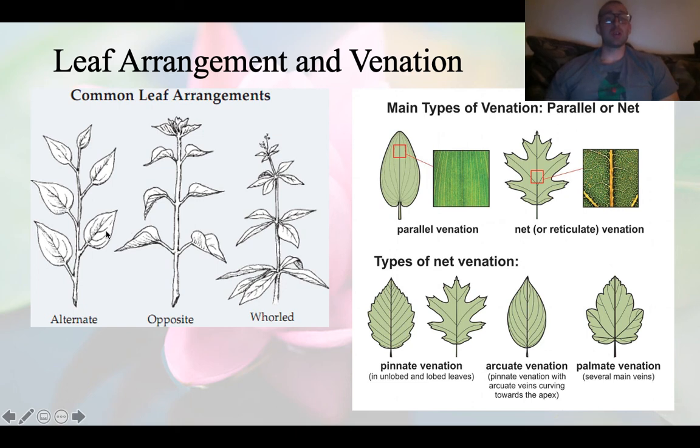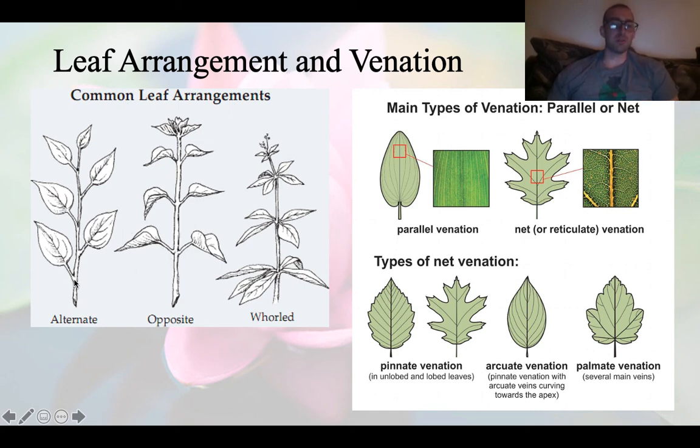And we're also going to look at leaf arrangement. Again, this is important if you get further into botany and you're looking at plant identification. Our leaves can be arranged on the stem in different ways. The two most common are alternate and opposite. In an alternate leaf arrangement, you have one leaf on either side of the stem as it works its way up. With an opposite arrangement, you will have leaves on either side of the stem at the same location.